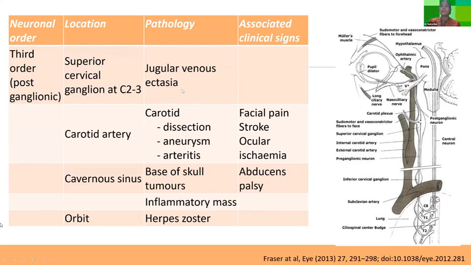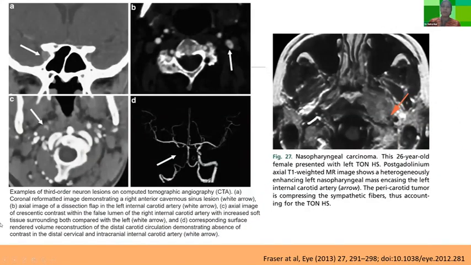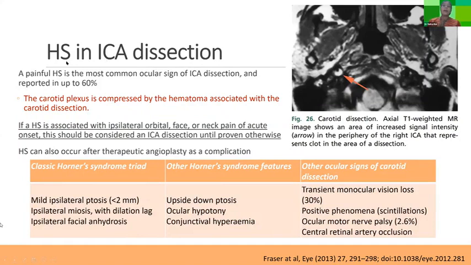and the tumors of the base of the skull and jugular venous involvement. So carotid dissection, nasopharyngeal tumors and craniopharyngiomas. Horner syndrome is commonly associated with ICA dissection. It's very important. The carotid plexus is compressed by the hematoma associated with the carotid dissection. So if Horner syndrome is associated with ipsilateral orbital, face or neck pain of acute onset, this should be considered as ICA dissection unless proved otherwise.